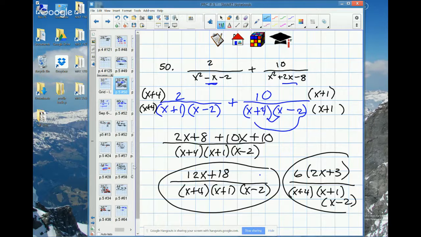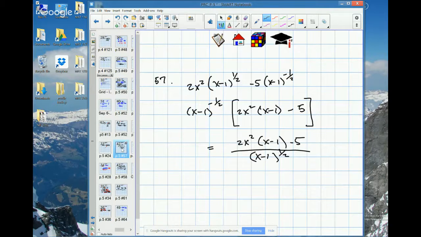All right, let's jump ahead to 57. I need to show you something with powers. Okay, here's number 57. Here's the problem up here on the top. Say factor by removing the common factor with the smaller exponent. There's two x minus 1 factors. One of them has a power of 1/2 and the other one has a power of minus 1/2.